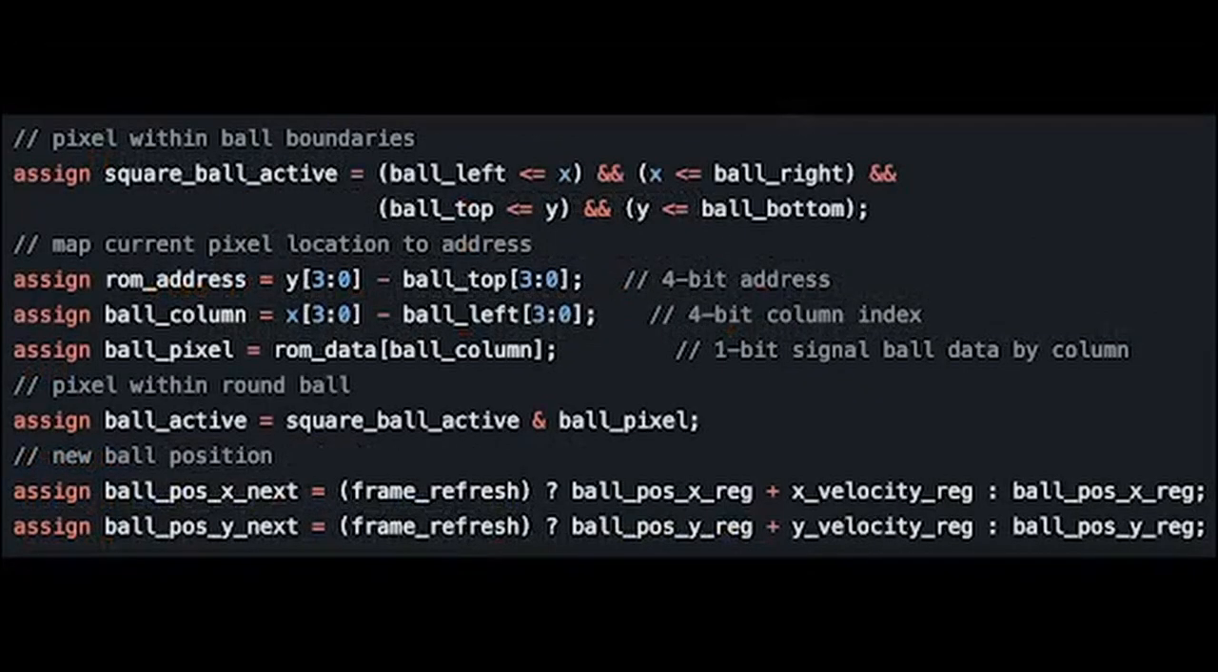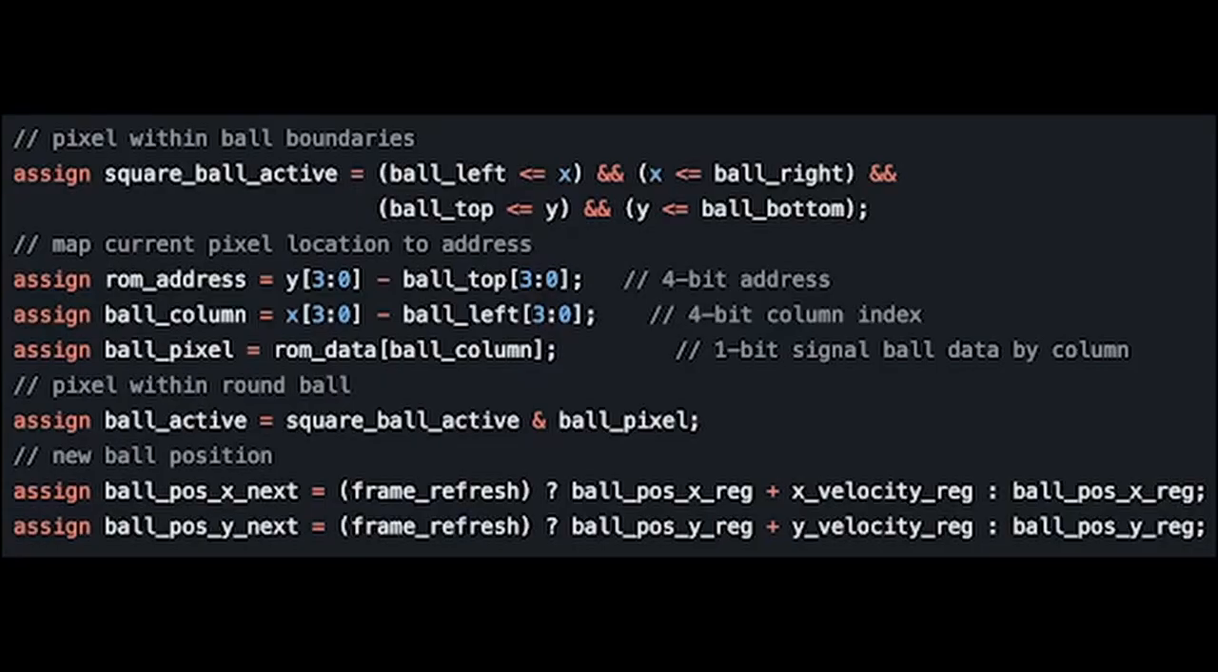Now moving on to the next piece of code. This code dictates the pixels within the ball and the boundary of the ball. The square ball active variable is checking the pixels within the ball boundary, and then we are trying to access the ASCII ROM that we have created for the ball, and then ball active checks if that pixel has a value of 1 in the ASCII ROM and it is within the pixel of the ball.